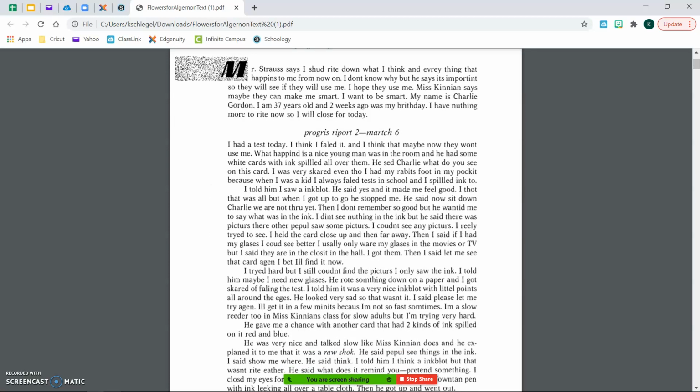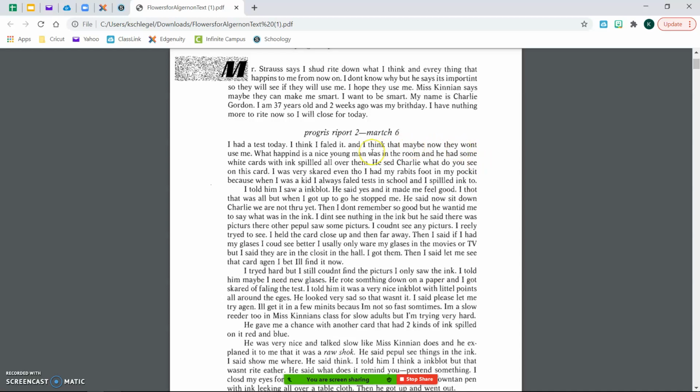Progress Report 2, March 6th. I had a test today. I think I failed it. And I think that maybe now they won't use me. What happened is a nice young man was in the room and he had some white cards with ink spilled all over them. He said, Charlie, what do you see on this card? I was very scared, even though I had my rabbit's foot in my pocket, because when I was a kid, I always failed tests in school, and I spilled ink too.